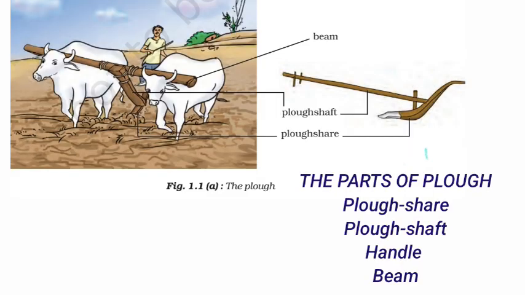And see once again the parts of the plough. Main parts of the plough are plowshare, plough shaft, handle, beam. We can draw this diagram very easily. From an examination point of view, this diagram should be prepared. So this is the traditional and indigenous ancient agricultural tool used by the farmers in our India.